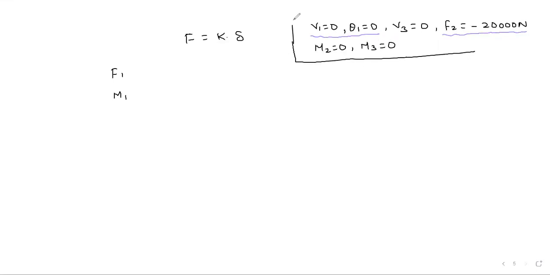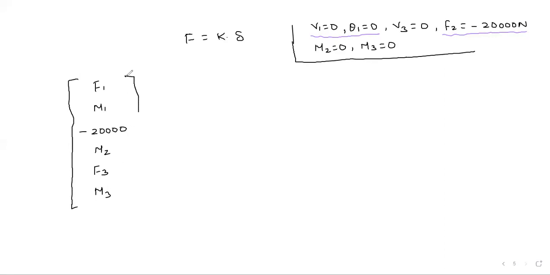So let us write now. What will be the force? Force F1, M1, then F2, which we already have as minus 20,000, then M2, then F3, M3. This is the global load vector, equal to that stiffness matrix 400.